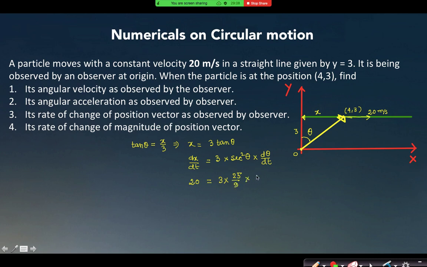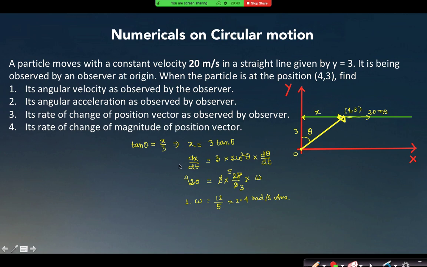And what is d theta by dt? Omega, that I have to calculate. So can I find omega from this expression? 3 and 9 get cancelled out, 5 and 4. So this is 12 by 5 or 2.4 radian per second. Have you got the answer of the first question? Alright.